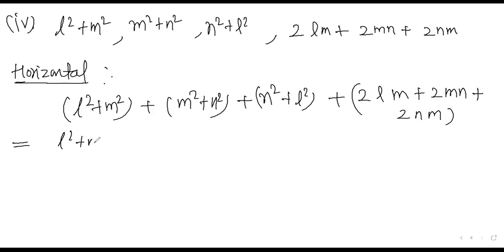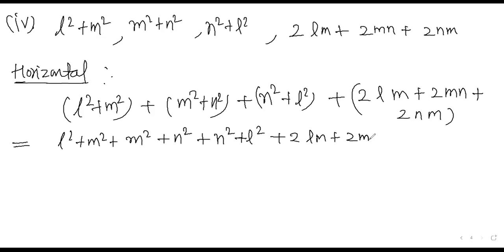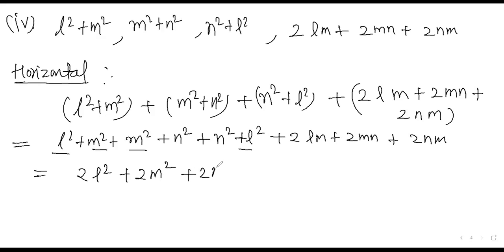L square plus M square plus, now you have to open the bracket. There will be nothing change because outside the bracket there is a plus sign. So there is no change. 2lm plus 2mn plus 2nm. Now look at 2 times L, that is 2L square, 2 times M, that is 2M square, plus 2N square, plus 2 times LM. This is same. There's no change. I just copied. Look, this is okay.